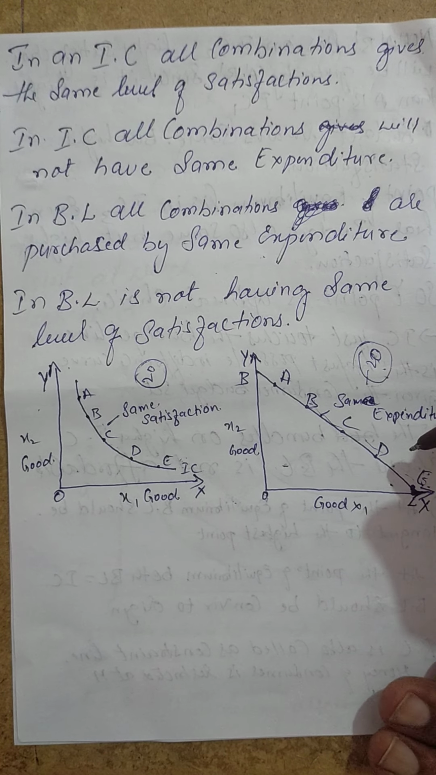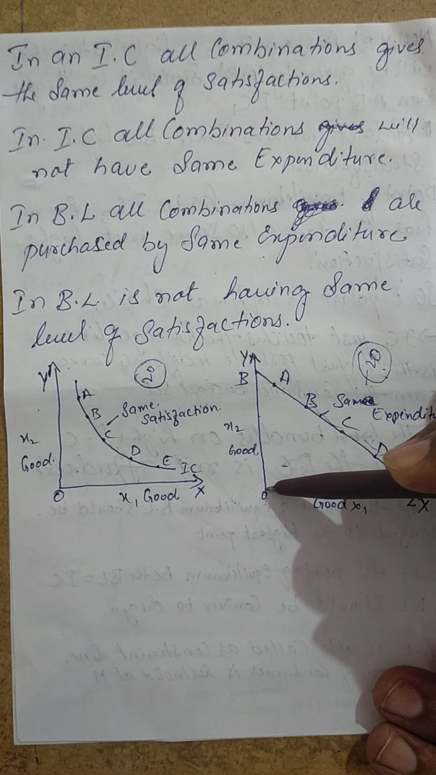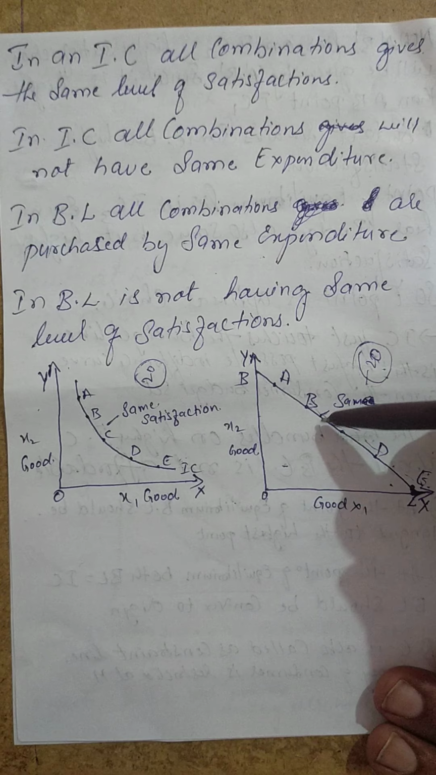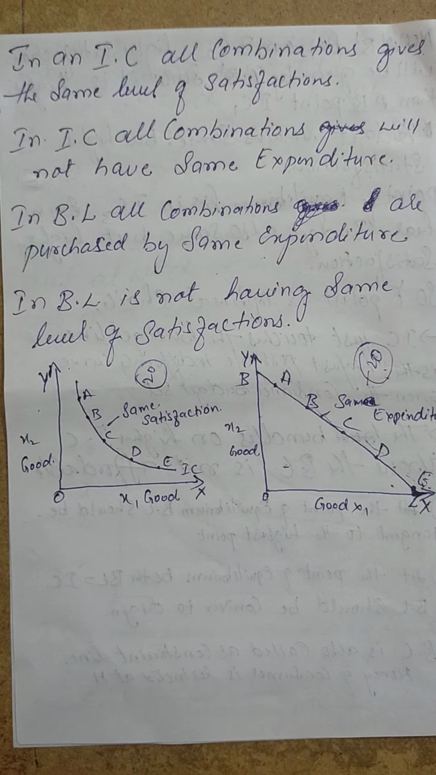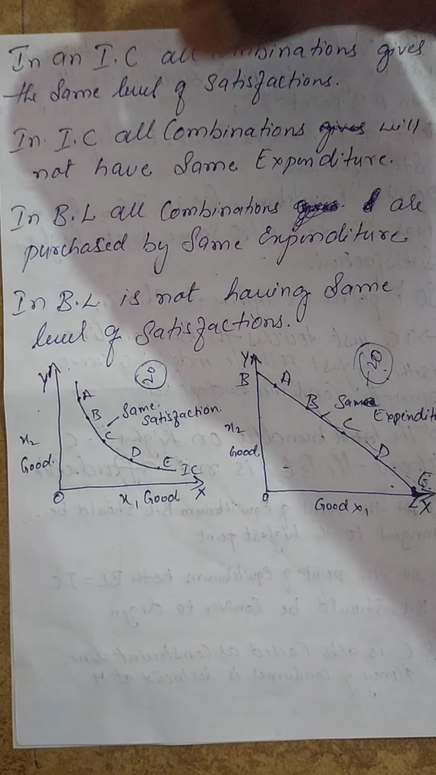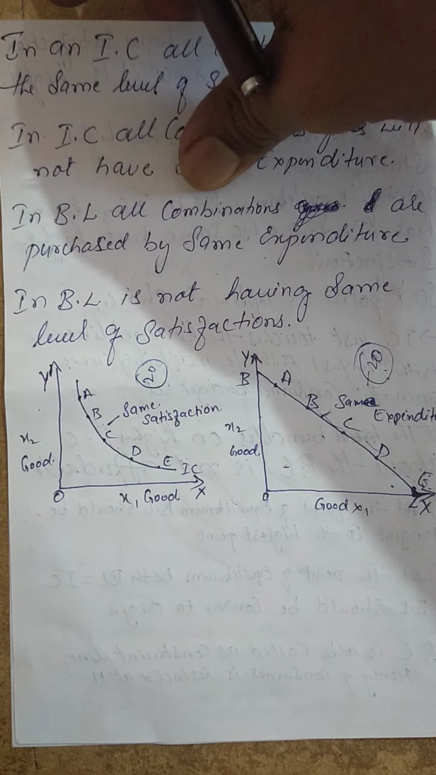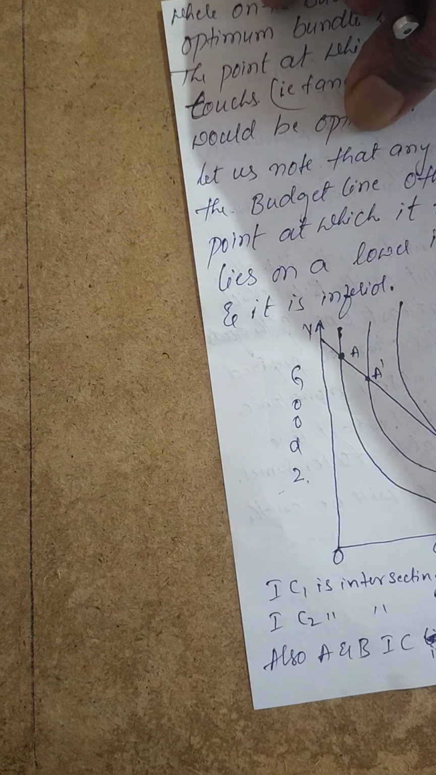Whenever the price decreases, he starts to purchase more. Whenever the price increases, he starts to purchase less, isn't it? So here the satisfaction level will vary. This budget line is also called the price line or price constraint. Okay, price line and price constraint. Now let us see what this optimal choice says.